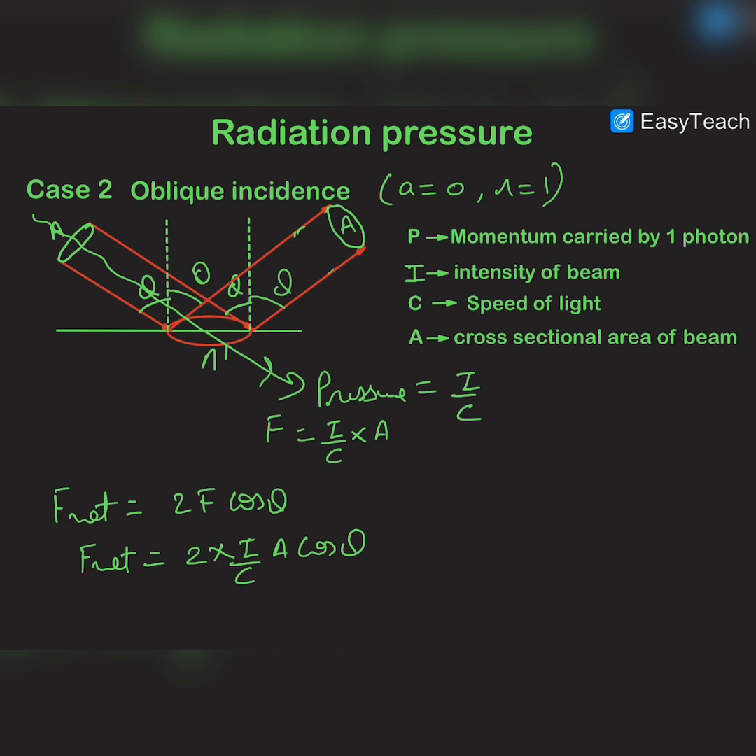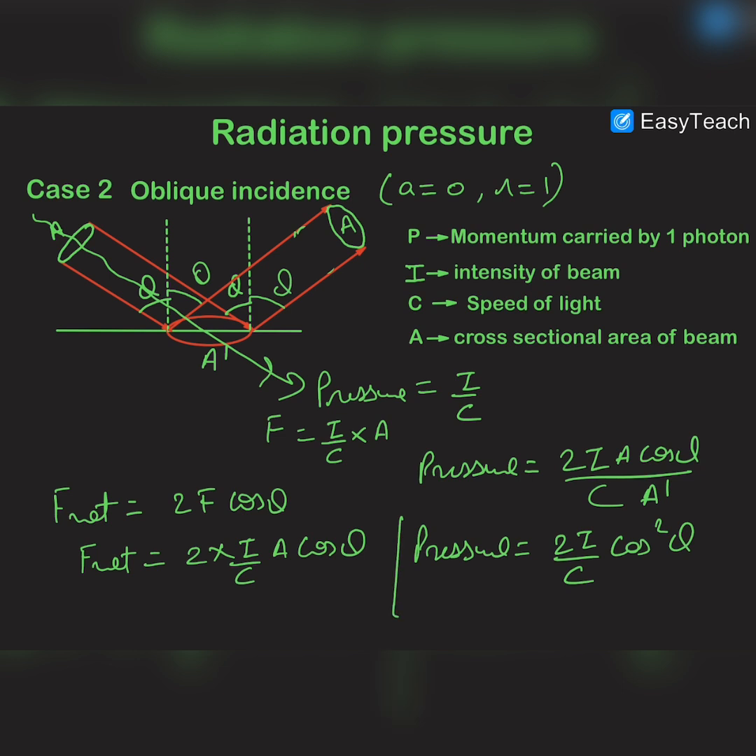This net force is normal to the surface, and the pressure on this surface will be the net force, which is 2IA cos theta by C, upon the area of the surface, which is A dash. Now A dash is A upon cos theta, so pressure will be equal to 2I by C cos square theta. So this will be the pressure in this case.